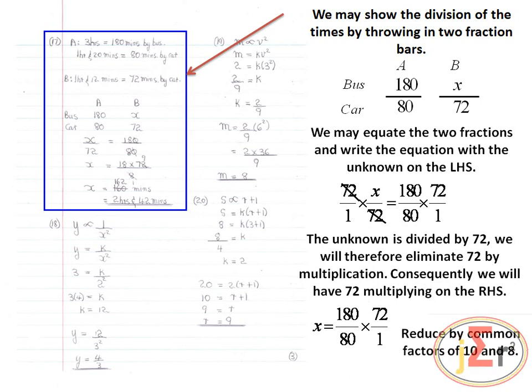And we will reduce by common factors of 10 and 8, and it is easy to eliminate the factor of 10 when it does exist in both numerator and denominator. We will do that by striking off zeros. Then we need to reduce by a common factor of 8. 8 into 8 is 1, and 8 into 72 is 9. So all we have now is 18 times 9. 18 times 9 is 162.